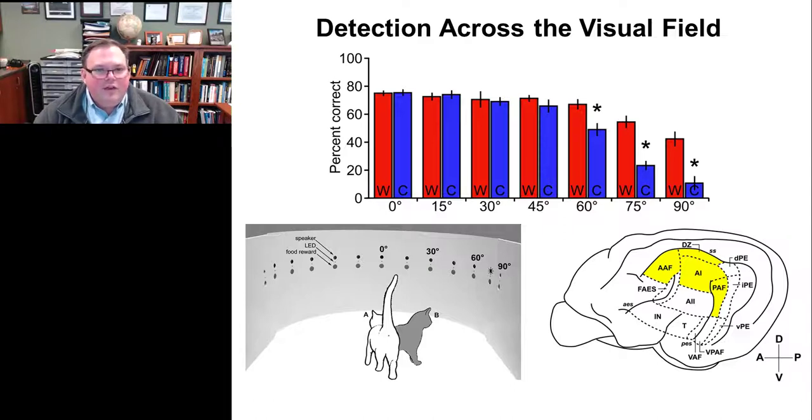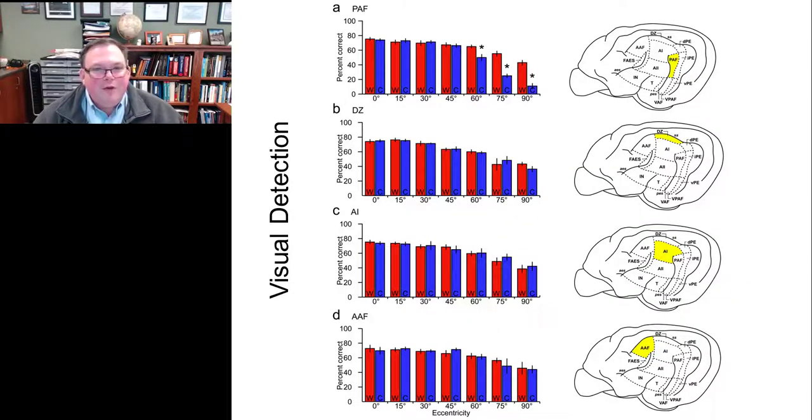So in this case, you can see the height of the red bars are performance of the deaf animals, and the height of the blue bars are performance of the deaf animals while all 4 areas were simultaneously deactivated or cooled. That's why they're shown in blue. So what you see here is there's no effect on the central positions, but on those 3 peripheral positions, 60, 75, 90 degrees, you can see how performance drops when all 4 areas are simultaneously deactivated. This then basically gave us permission to go and do the individual deactivations of each area.